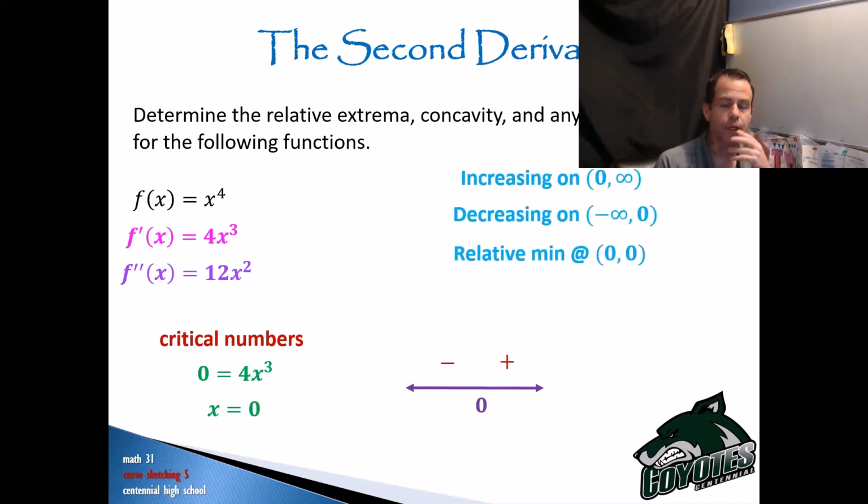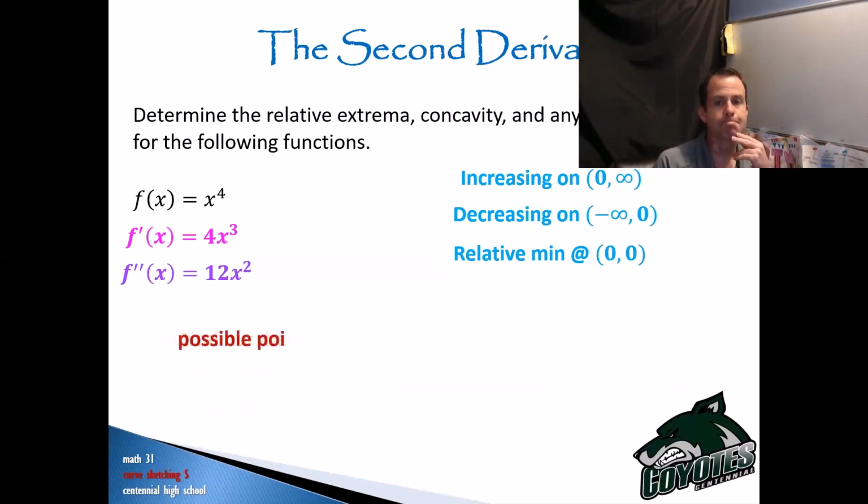Okay. Now I'm going to test for a possible point of inflection. So I'm thinking, where does my second derivative equal 0? My second derivative equals 0 at 0. I'm going to plot that on a number line. Test to the left, test to the right.